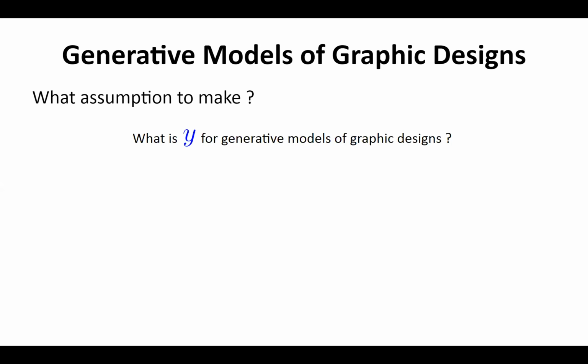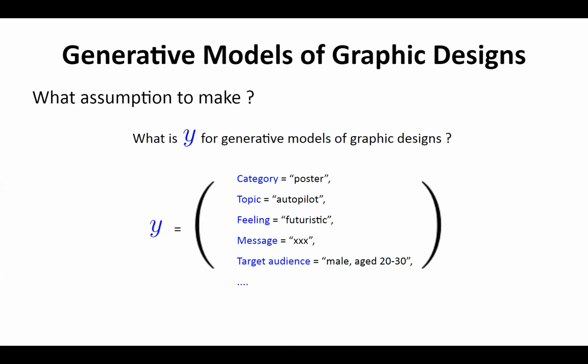Since graphic designs, as mentioned before, are created to achieve some high-level goals, a straightforward solution is to use a variable that describes these goals. For example, the category, topic, feeling, message, and target audience. However, how many factors and what factors to use as inputs is still an open question. Too few factors will make the problem under-constrained, and too many factors will dramatically increase the amount of training data needed.